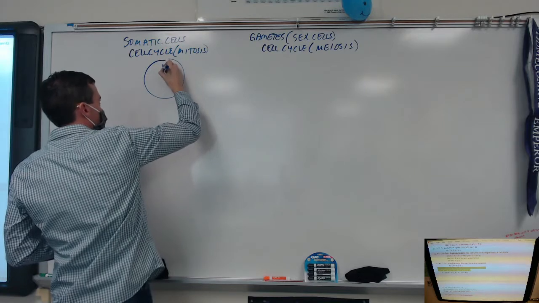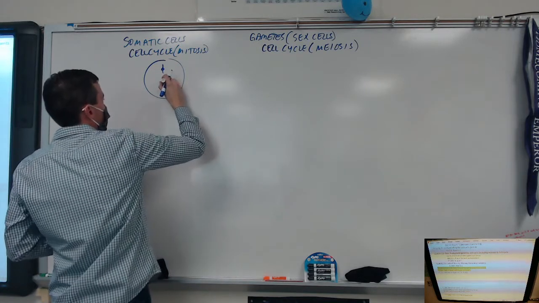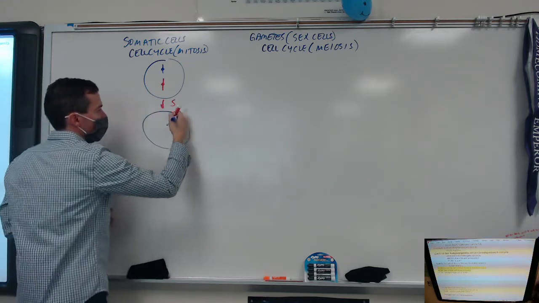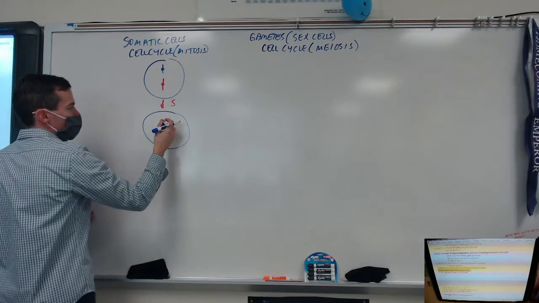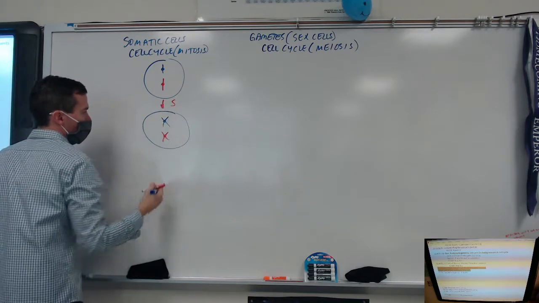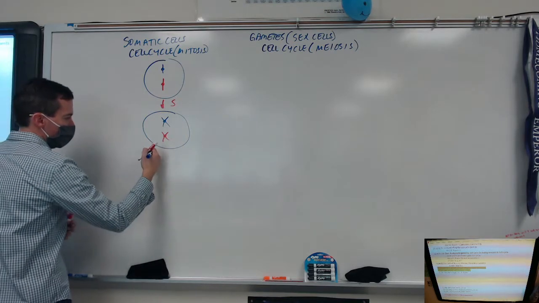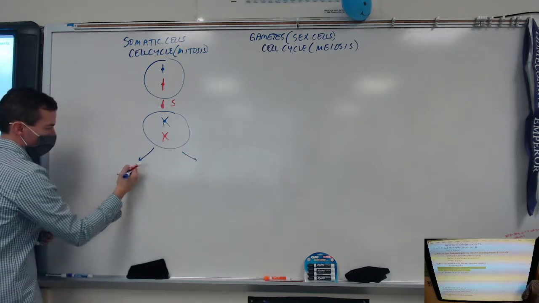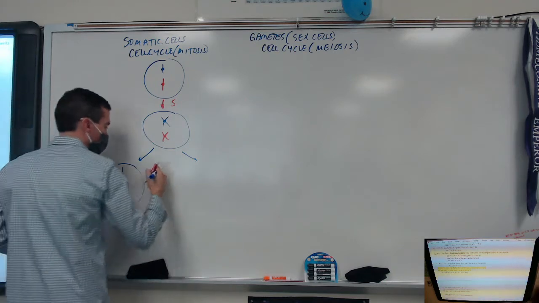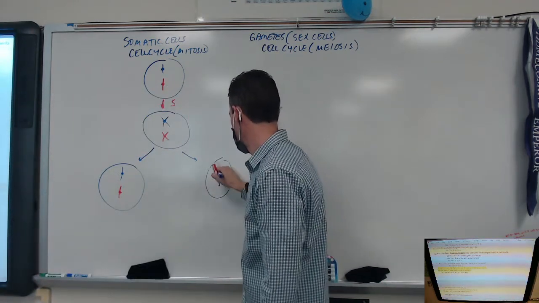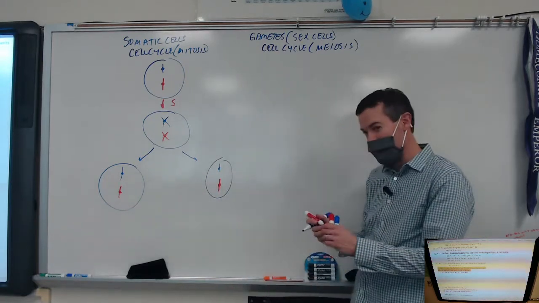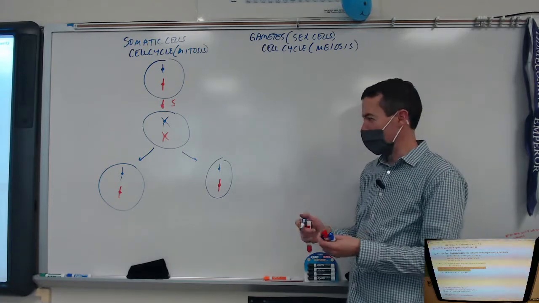I have a chromosome 1 from dad, a chromosome 1 from mom. By the time I get through an S phase, I know I'm kind of skipping steps, but by the time I get to an S phase, I'm finished. I'm hoping to have identical copies like this. So that's what I'm hoping will happen. Obviously, I'm skipping many steps in there.